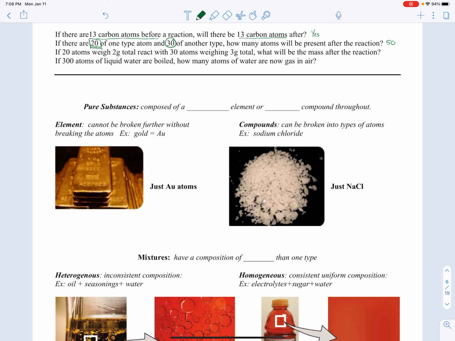So if 20 atoms weigh 2 grams, and if 30 atoms right here weigh 3 grams, what will be the mass after the reaction? On the left side, we have 20 atoms that weigh 2 grams, and 30 atoms that weigh 3 grams. I don't lose any atoms. They just rearrange themselves. So if I don't lose any atoms and they all add up to the same mass, then the mass on the left side is 5 grams total, and the mass on the right is 5 grams.